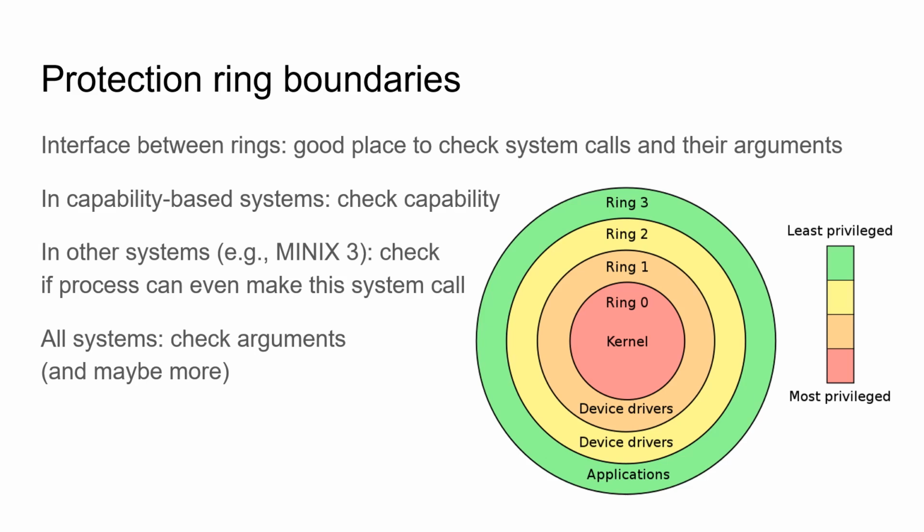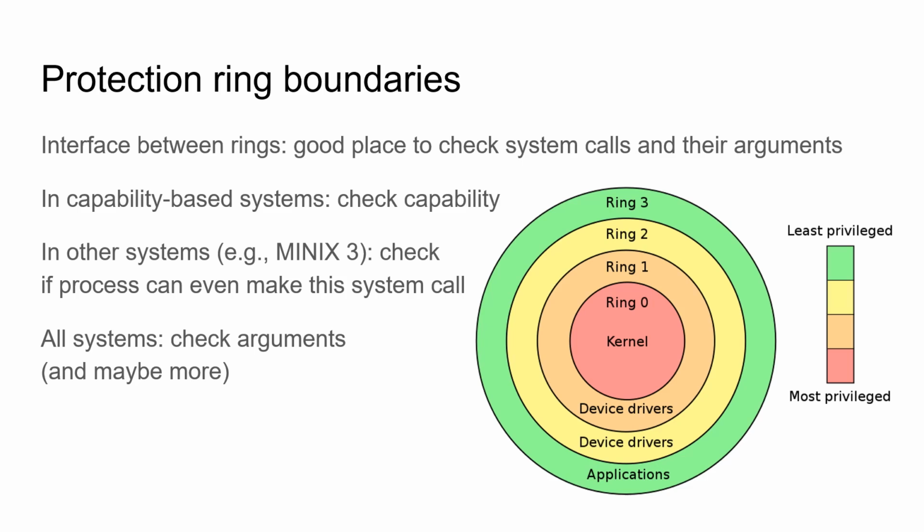The protection rings provide boundaries. So the interface between rings is an excellent place to check these system calls, to do the mediation. Now, what does that mean in the case of, say, capability systems? Well, in a capability-based system, this is the right place where you can check the capability. It may also be a good place to check whether or not this ring 3 code, this least privileged code that is trying to do something, is even allowed to make the call that it's trying to make.